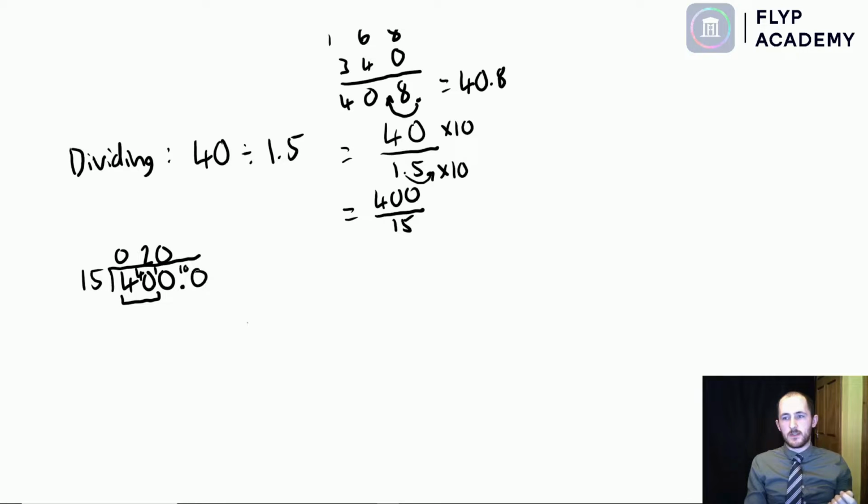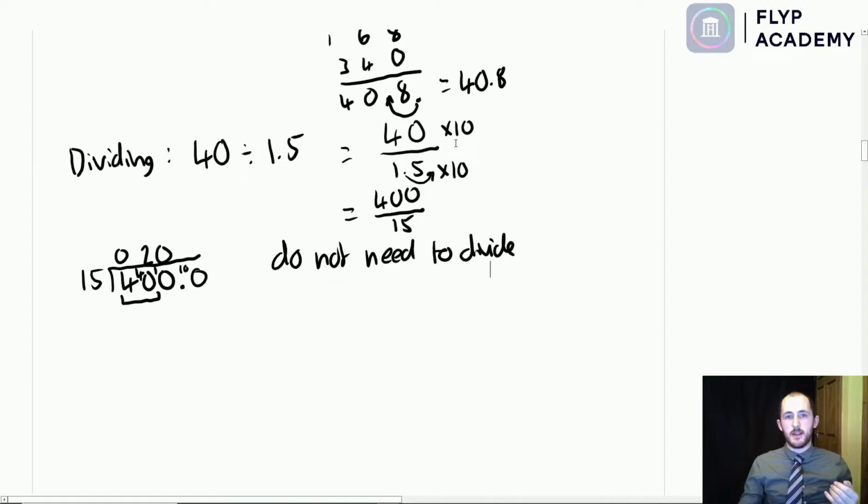And then at the end, we do not need to divide. The reason for this is because we timesed the top and the bottom by 10, the overall answer is going to remain the same. Okay? So it doesn't actually make any difference whatsoever. Perfect. I hope that all makes sense.